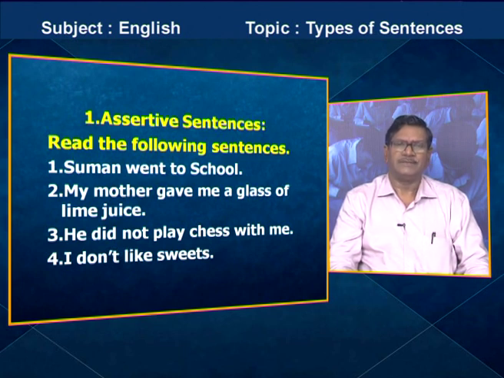Similarly, second sentence, my mother gave me a glass of lime juice. So, it is an assertion. Assertion about mother giving a glass of lime juice. Third sentence, he did not play chess with me. You are asserting that he did not, the other person, he did not play chess with me. వాడు నాతో ఆడలేదు. I don't like sweets. నాకు స్వీట్స్ అంటే ఇష్టం లేదు. These 2 sentences, there we find not.